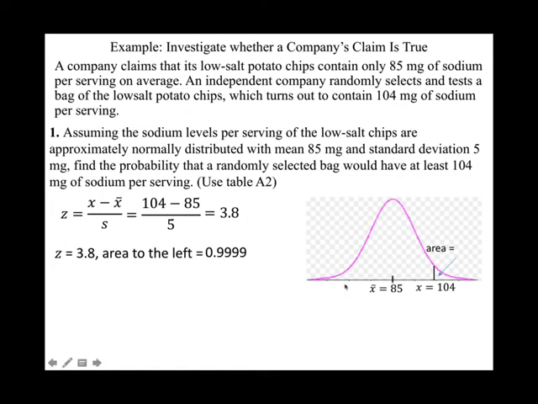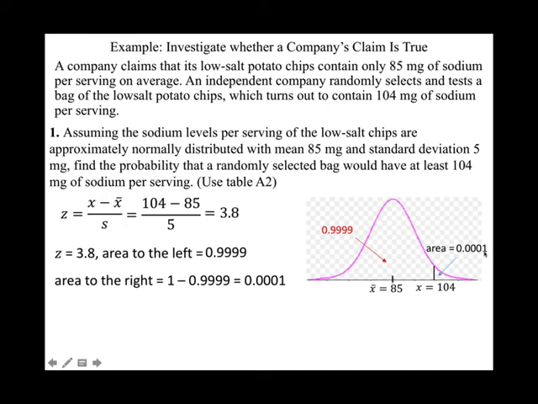Okay, I'm going to show you how to use the table A2 again. Let me finish this one first. When you have the z-score 3.8, you find that the area to the left is 0.9999. This is the area from the left. But right now we are looking for the area to the right. How can you find the area to the right? The total area under the curve is 1, right? So the area to the right will be 1 minus 0.9999, which is going to be 0.0001.